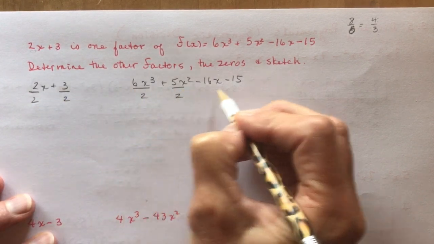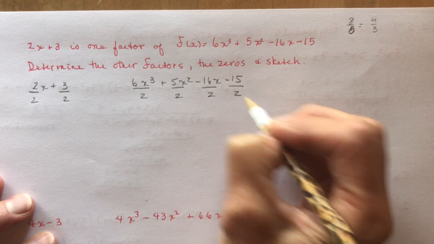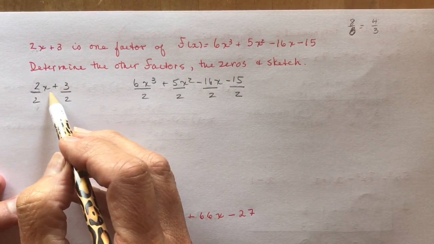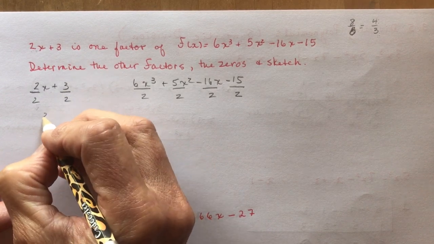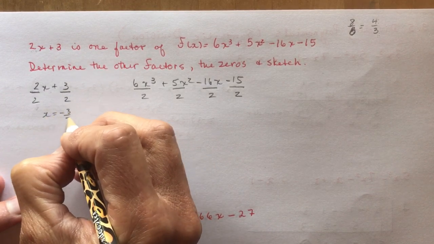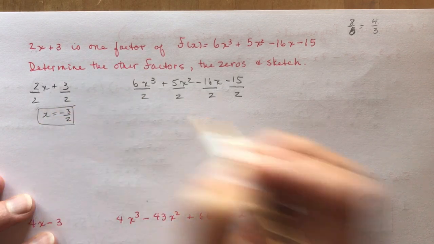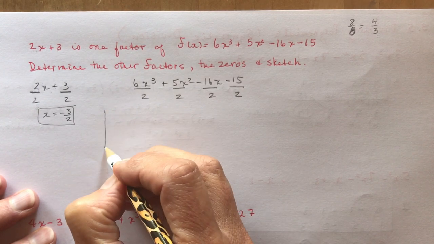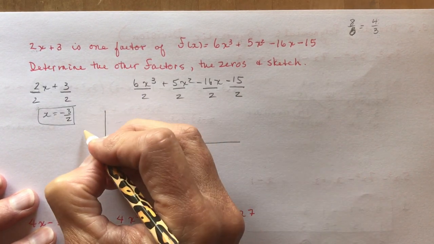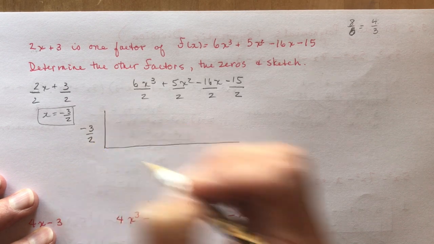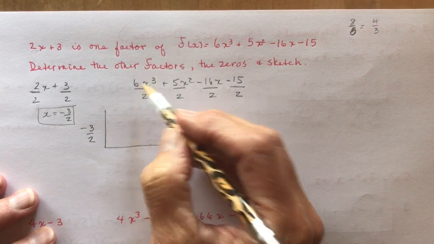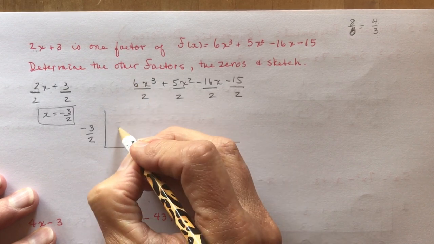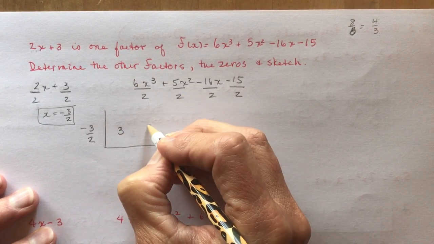2, 2, 2, 2. So when I simplify this, I'd have x plus 3 halves. So x is equal to minus 3 halves. That's what I'm going to divide by. Now, don't get all upset because it's a fraction. You can do it. So I'm going to write minus 3 halves here. And this, I'm going to divide each of these by 2. So 6 over 2 is the same as 3. 5 over 2 is 5 halves.